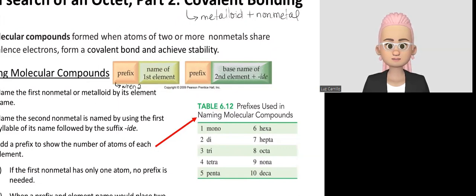Now, that prefix that we see for that first element is only utilized when two or more atoms are present. That means that that first element must have a subscript, which is placed in the bottom right corner of the element symbol in order for that prefix to be placed.